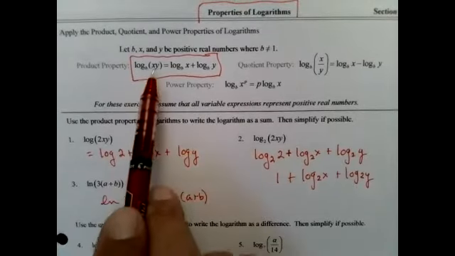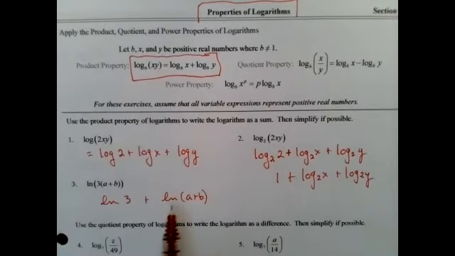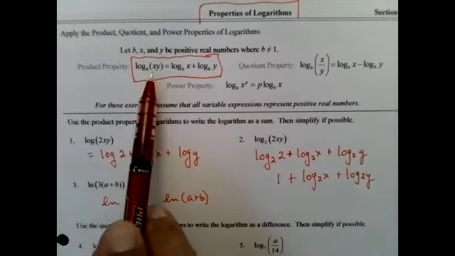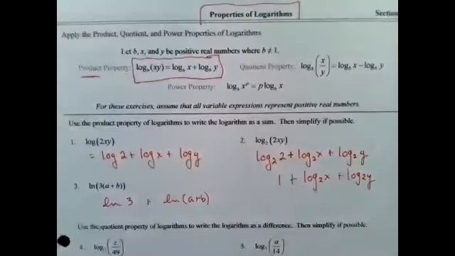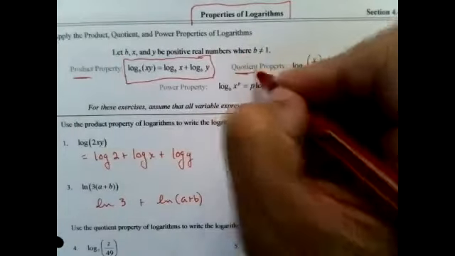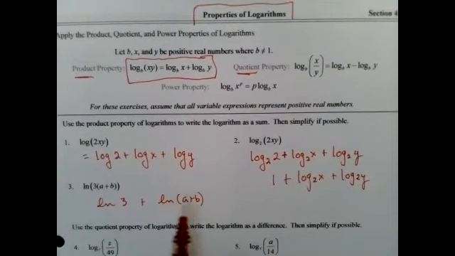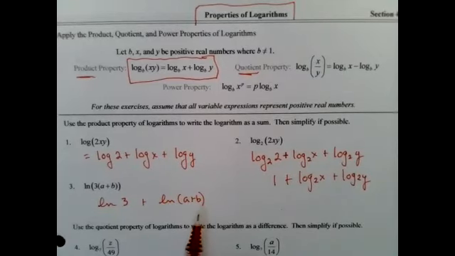I have the log of a product, but I don't have a rule for the log of a sum. Saying that again. I have a rule for the log of a product, the product. And I have one for the quotient, which we're going to talk about next. But I don't have one for the log of a sum. I let that go. I can't touch that.